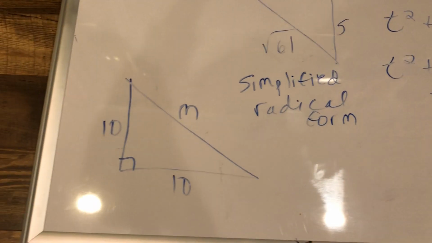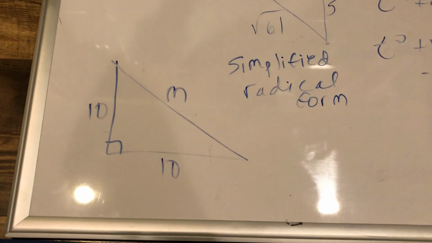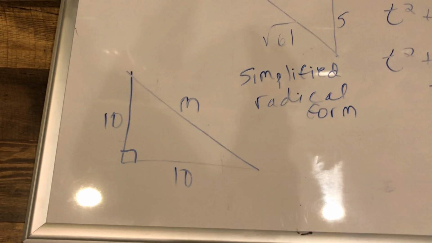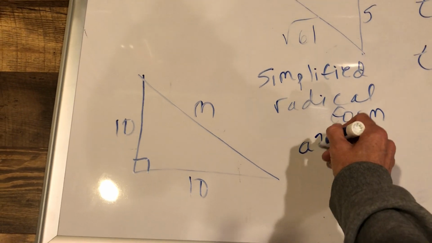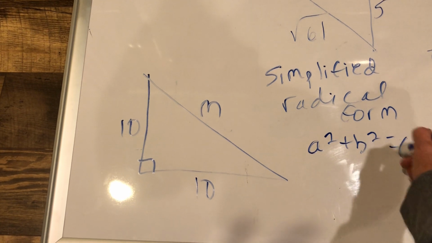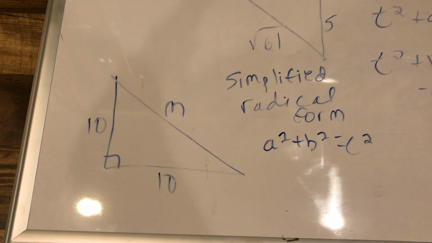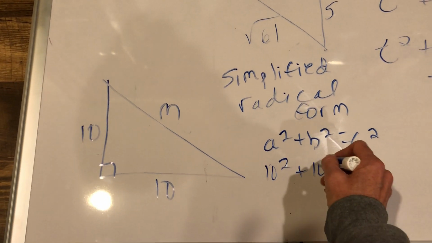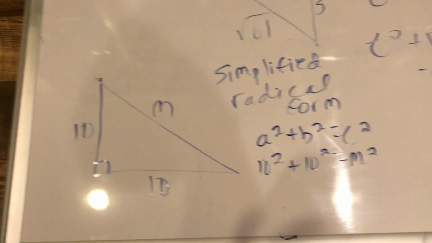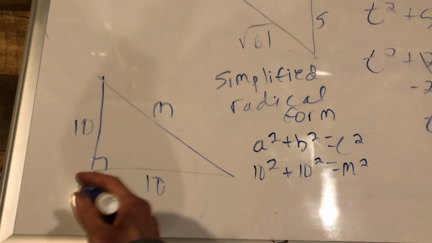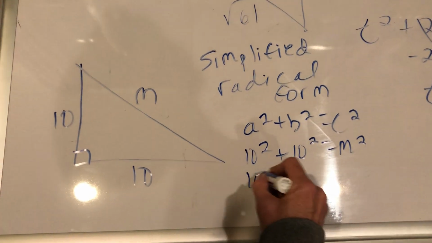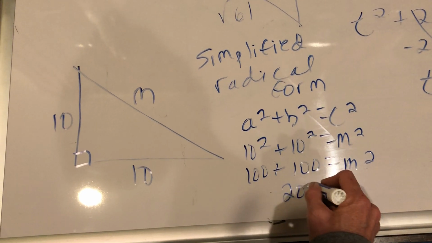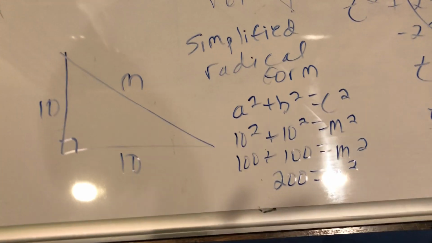Sometimes though, when we do simplified radical form, we're going to have a radical left. So when we look at this triangle and we want to find m in simplified radical form, we use our a squared plus b squared equals c squared. I want you to write that every time. And then we plug in 10 squared plus 10 squared equals m squared. m is your hypotenuse, because it's across from the right angle again. So this is 100 plus 100 equals m squared. So that's 200 equals m squared.